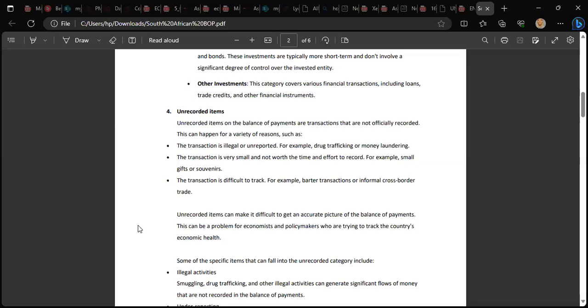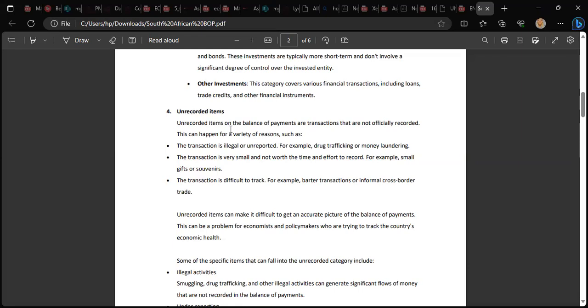Okay, perfect. So now we are on the unrecorded item. I was saying that because this is a balance of payments, we have debits and credits. Whenever we are receiving money, we record that as a credit, and when we have to make a payment, we refer to that as a debit. At the end of the day, this has to balance, because it's the balance of payments. In the accounting sense, all your debits will always equal all your credits.